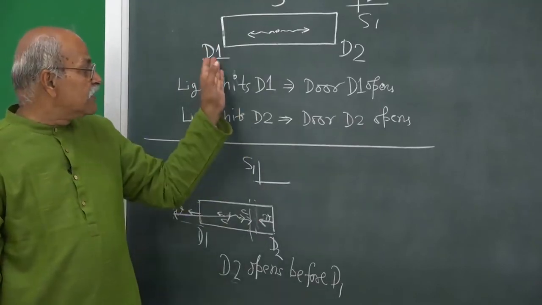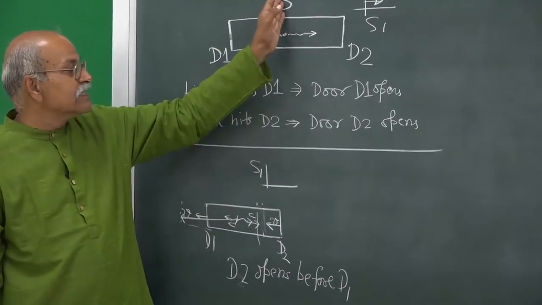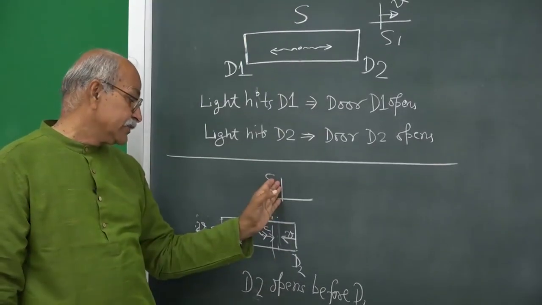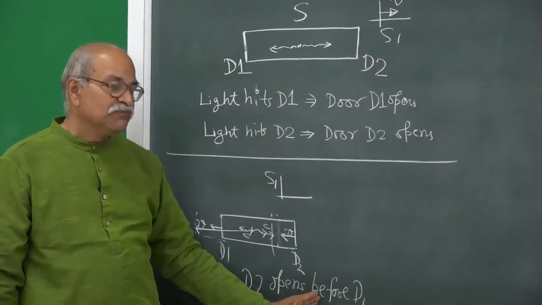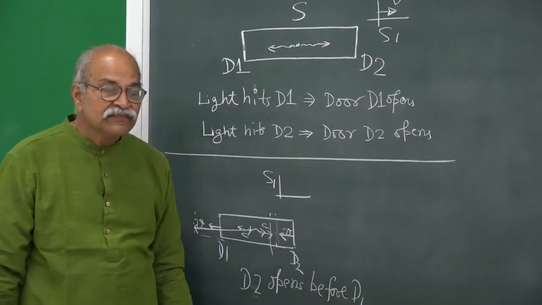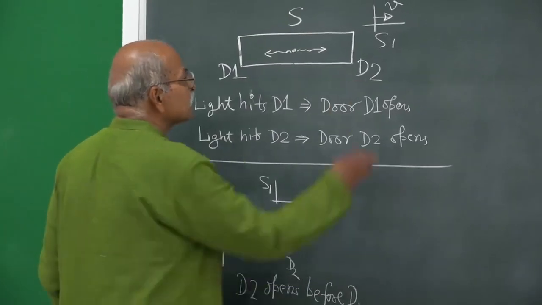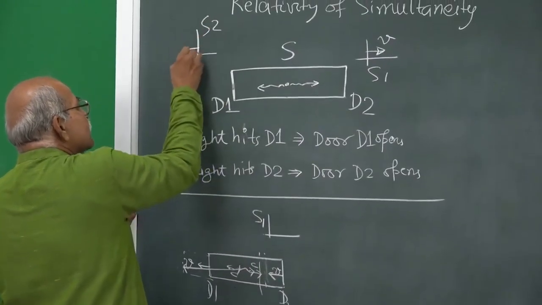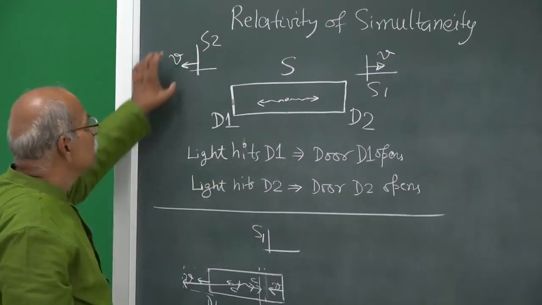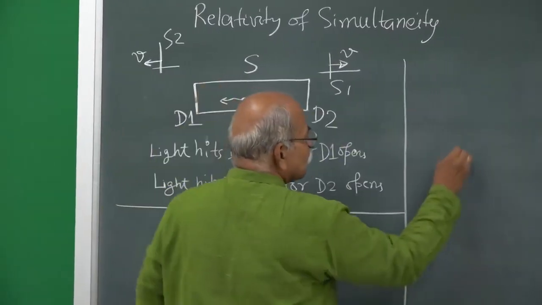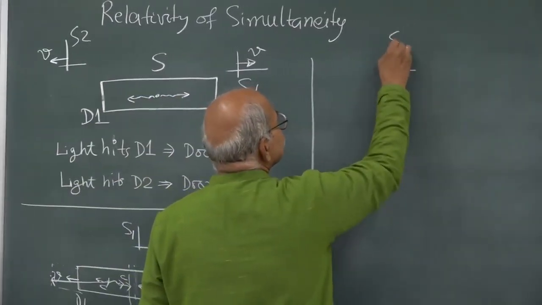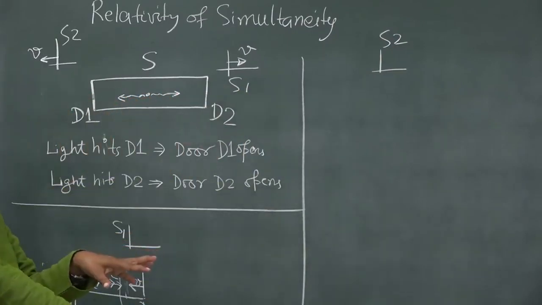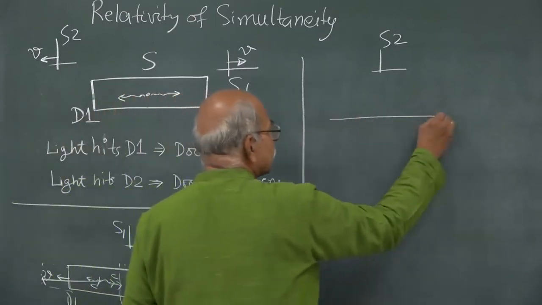So, the two events which are simultaneous in S are not simultaneous in S1. D2 opens before D1. You can think of yet another frame S2, which is going in this direction, and from this S2, if you look at this whole experiment, this whole tube is going towards right, and hence it is something like this.